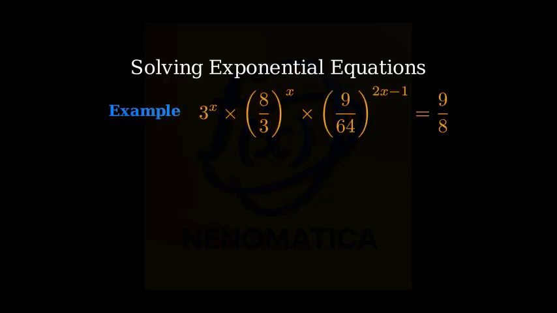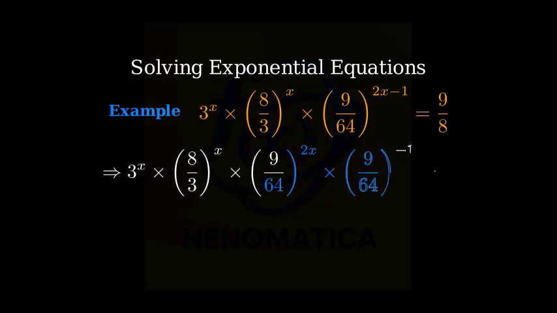We need to solve the equation 3 to the power of x times 8 over 3 to the power of x times 9 over 64 to the power of 2x minus 1 equals 9 over 8. Let's first rearrange our equation to work with the exponents more effectively.